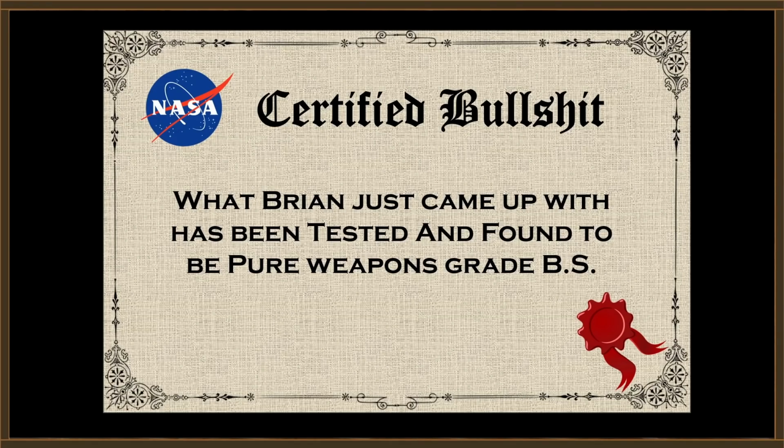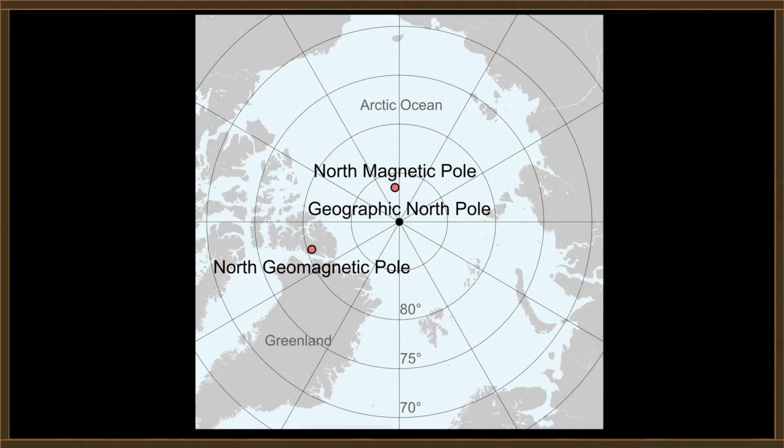Brian, you clearly have no idea what magnetic declination is. Let's go through this and see if we can straighten you out. Our compasses, our magnetic compasses, point at the north geomagnetic pole. The geomagnetic pole is about 1,000 miles away from the north geographic pole. It's actually in northern Canada.